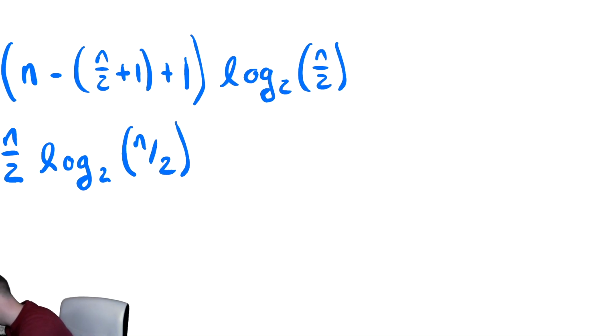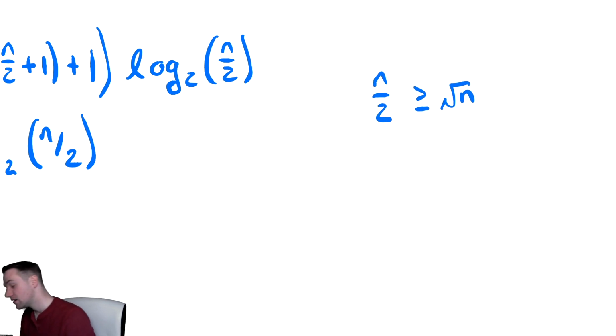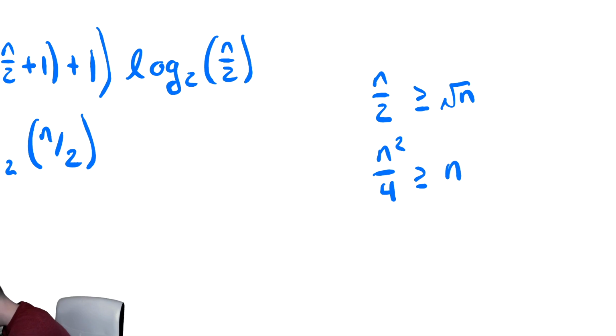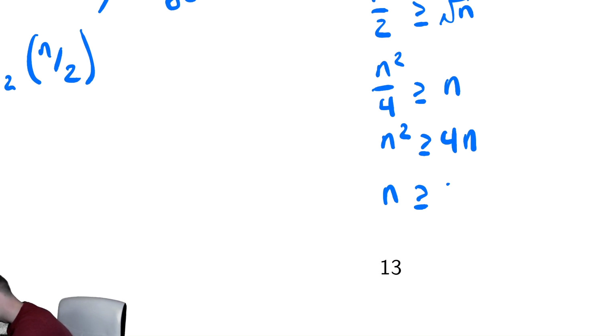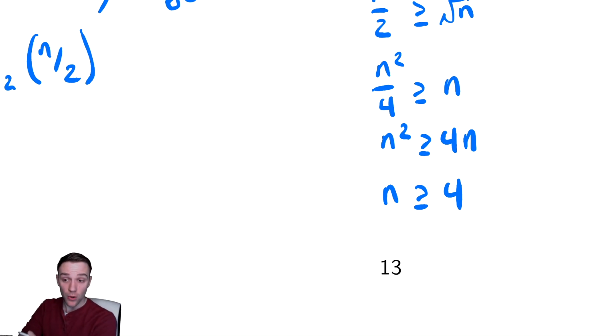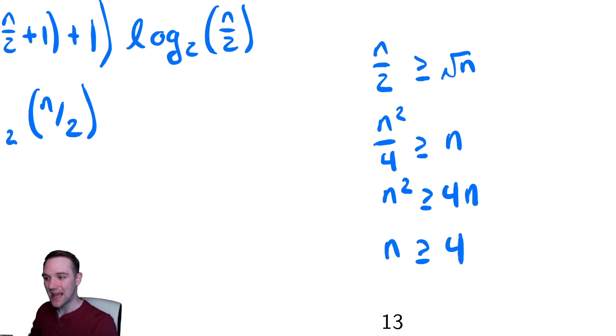So what I'm going to do is observe that n over 2 is bigger than or equal to radical n. I'm going to square both sides of this, and we get n squared over 4 is greater than or equal to n. We then multiply by 4 on both sides and have n squared greater than or equal to 4n. Divide by n on both sides, and we have n greater than or equal to 4. So, if n is greater than or equal to 4, we have a certain condition of how big n must be. We can replace n over 2 with radical n.